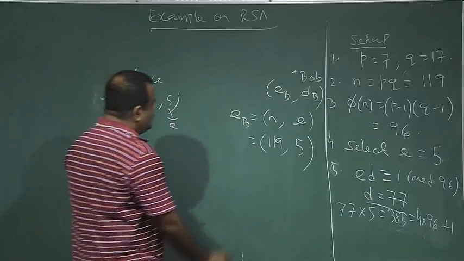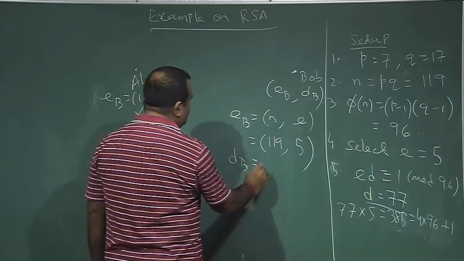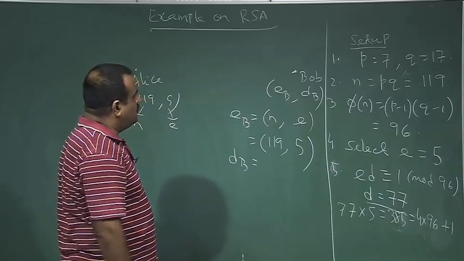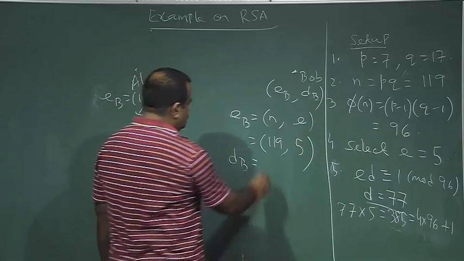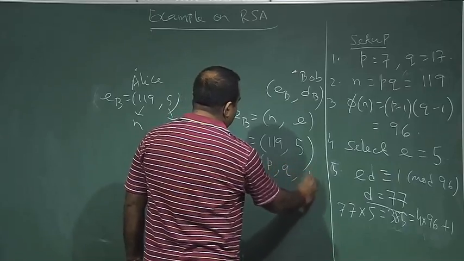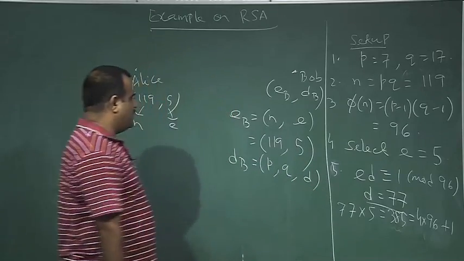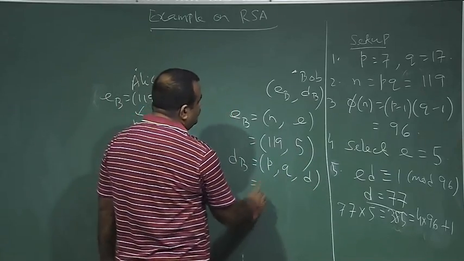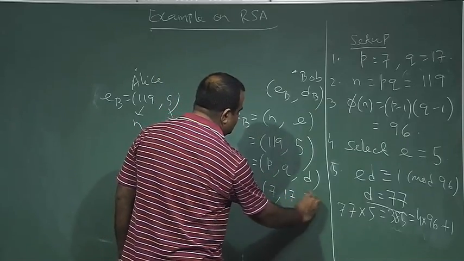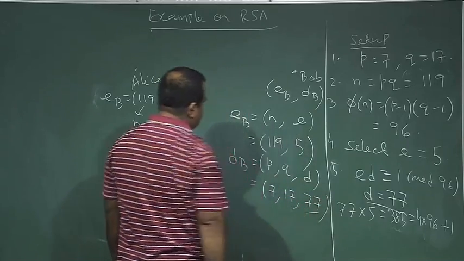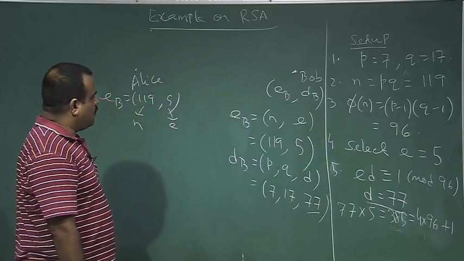And then what is the secret key? All of these are secret: P, Q, D, phi n. So 7, 17 and D is 77. This is the secret key of Bob.